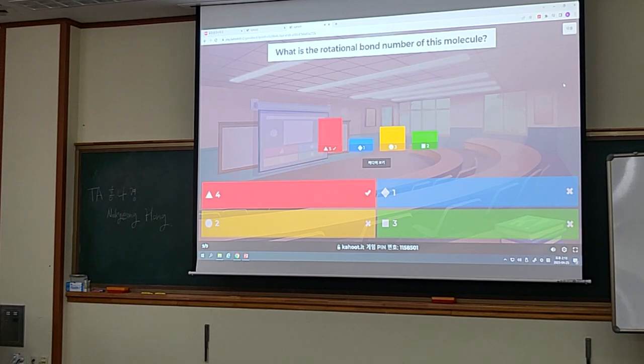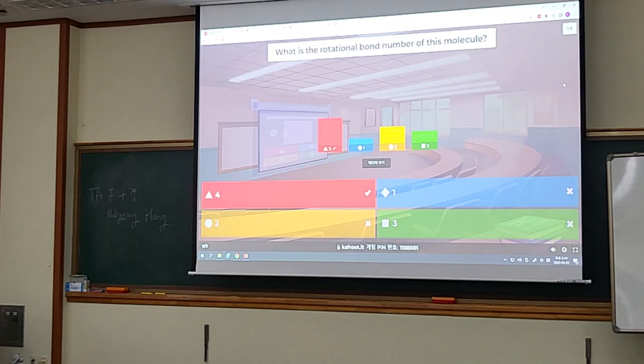Okay, let's count it together. 1, CH3 here. 1, 2, 3, 4. Do you count this? No, because this is a dot, right? So even though it's rotating, you don't see the effect. Here, this is the CH3.